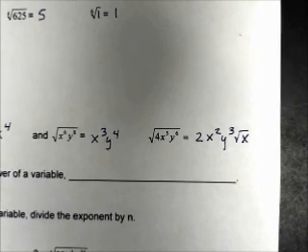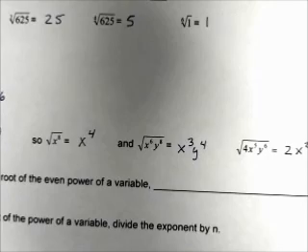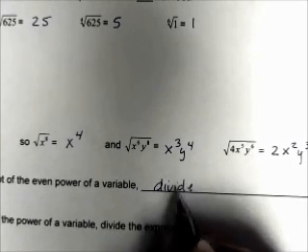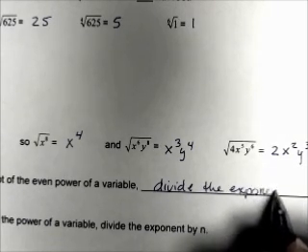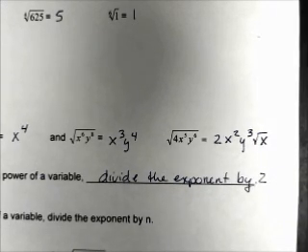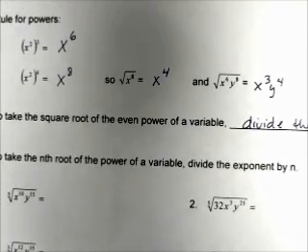To take the square root of the even power of a variable, you divide the exponent by 2. If we were looking at cube root, we would divide by 3. If we were looking at 4th root, we would divide by 4. To take the nth root of the power of a variable, divide the exponent by n.